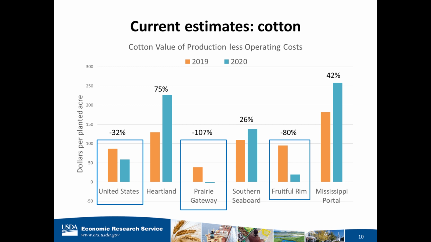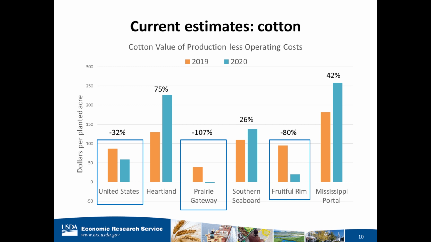So just really decomposing the differences and calculating the percent changes, we can see that the United States experienced a 32% decline in the value of production minus operating costs. And that is the same number that I showed you in the highlights a couple of slides back. But what is really driving that change?